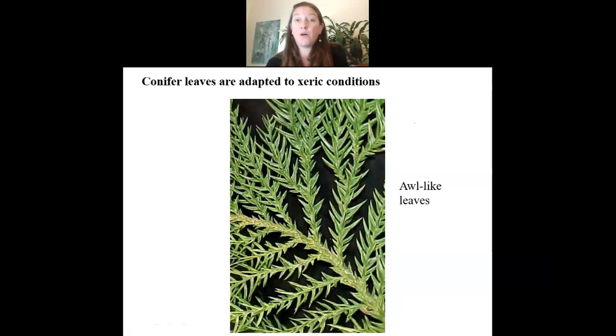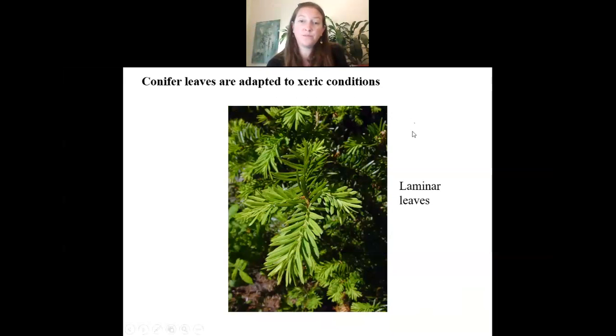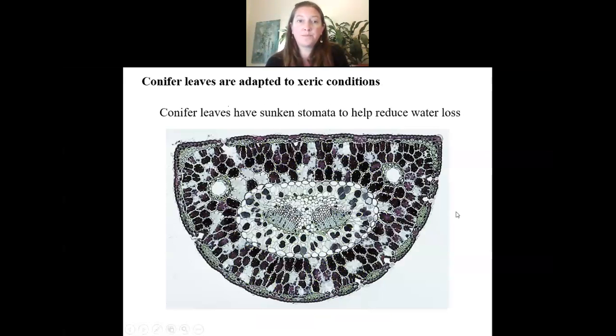Some conifers have awl-like leaves. I think we talked about awl, but here's a picture of an awl. An awl is a tool that's used to do leather working. And so these leaves are kind of awl-shaped. And then some conifers do have more laminar leaves. So laminar, think blade and lamina, just means flat and green. So some conifers do have more laminar type leaves.